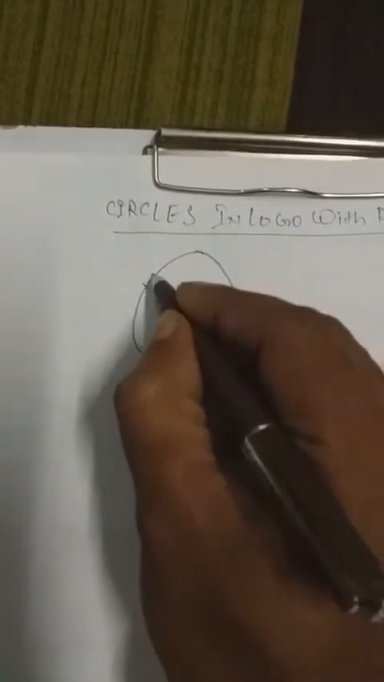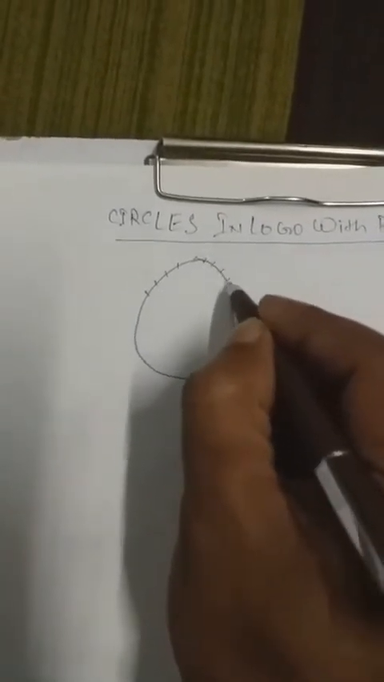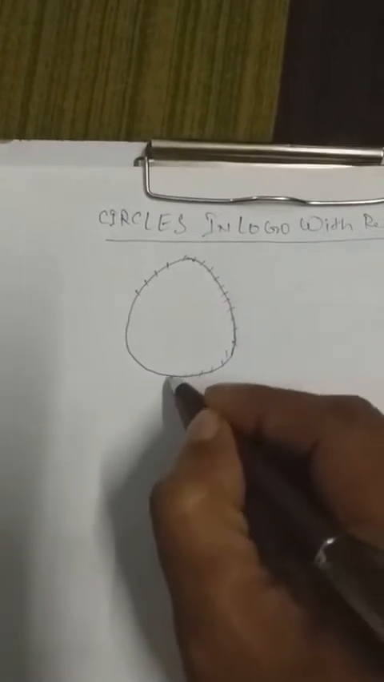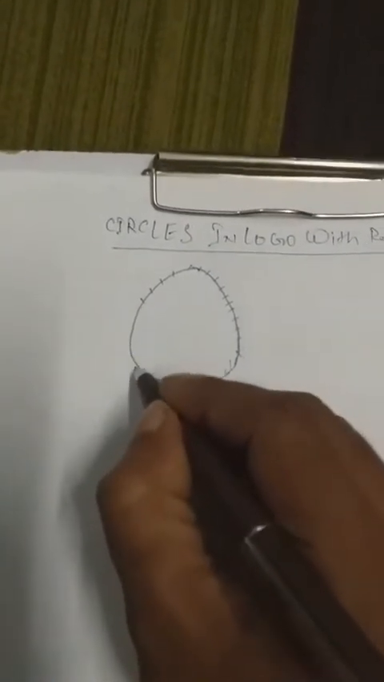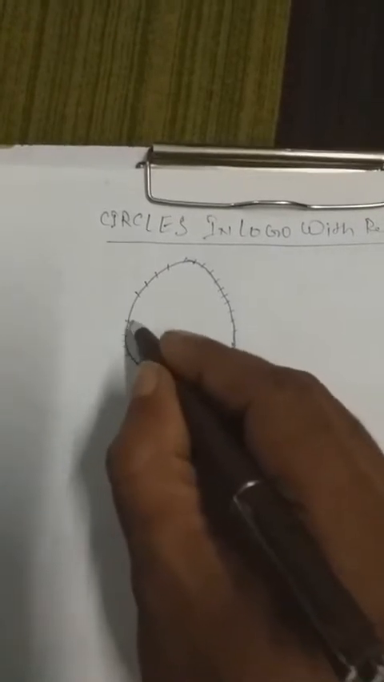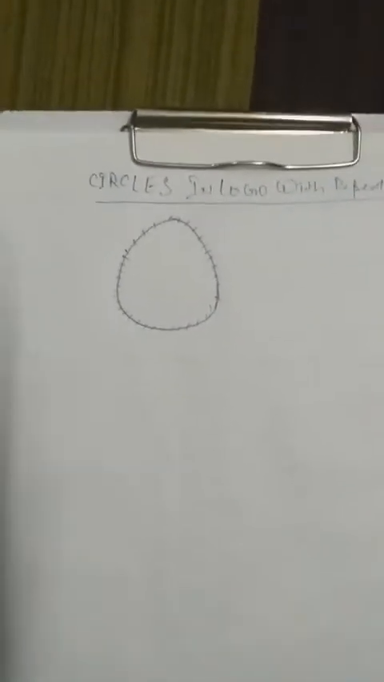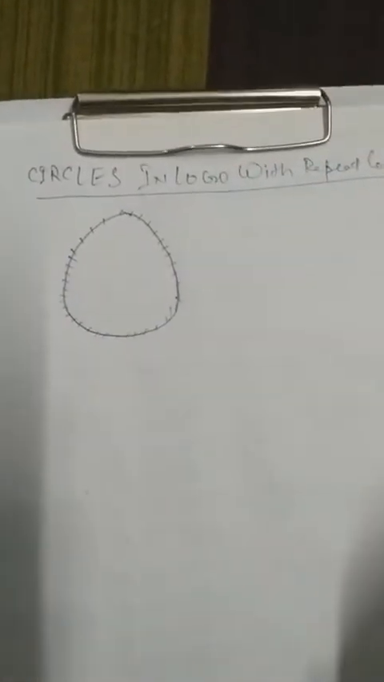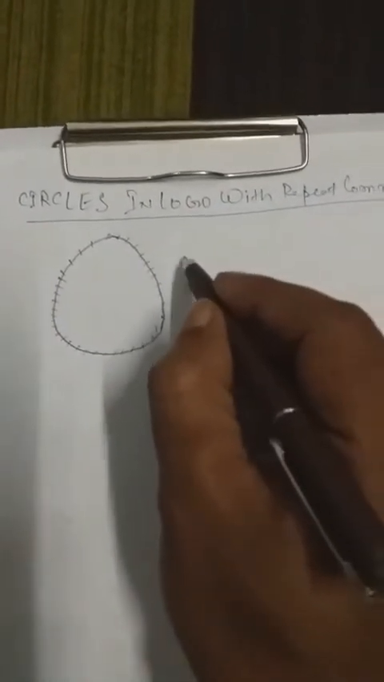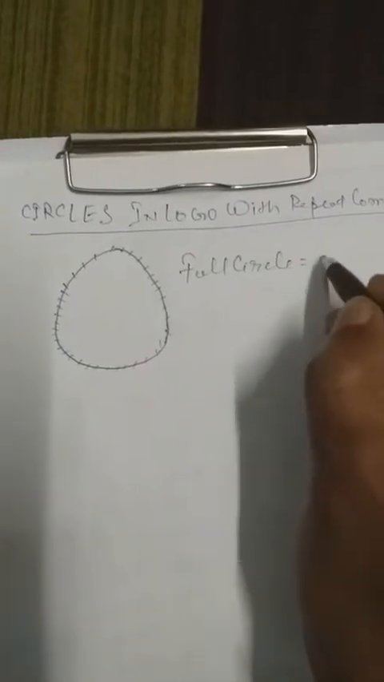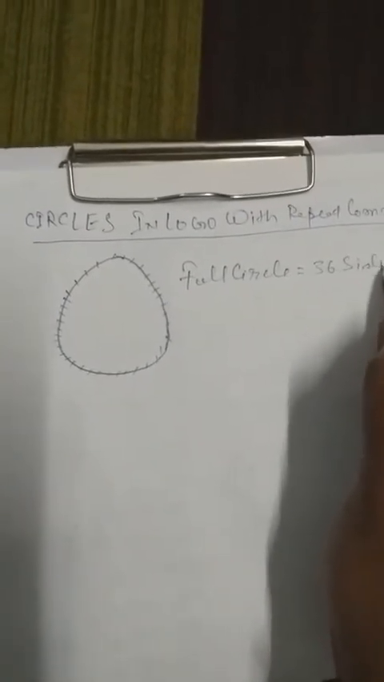36 sides are there. Like this, 36 sides are there. If you are seeing circle on screen, it looks a very smooth circle, but small 36 broken lines are there. So we can tell in full circle there are 36 sides.